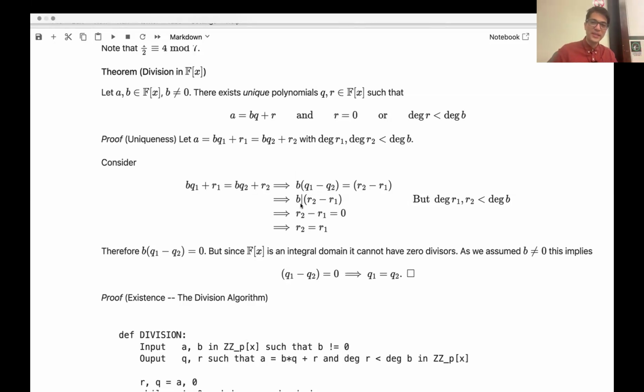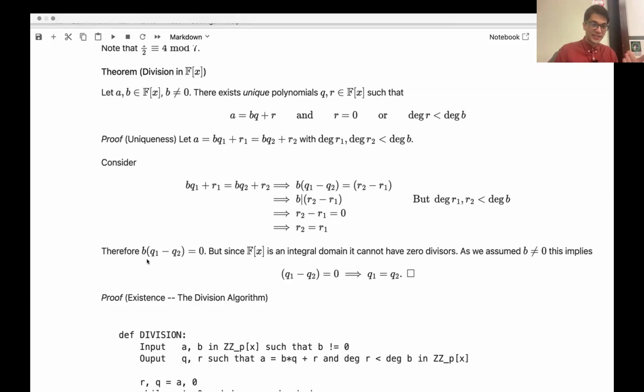Okay, but how can b divide the right-hand side if the degree of b is bigger than both the degree of r2 and r1? You can't divide something that's smaller than you. Well, you can under one condition. Anything divides 0. So if b really is dividing this difference, then this difference is 0. And if this difference is 0, then the remainders are the same.